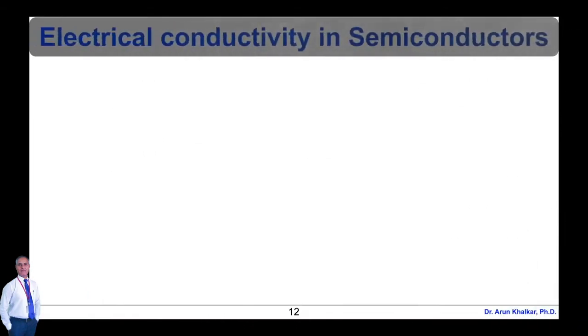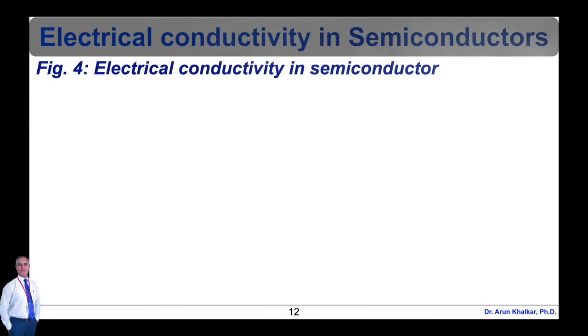Now let us see the electrical conductivity in semiconductors. In a semiconductor, the conduction band electrons and valence band holes participate in electrical conduction.